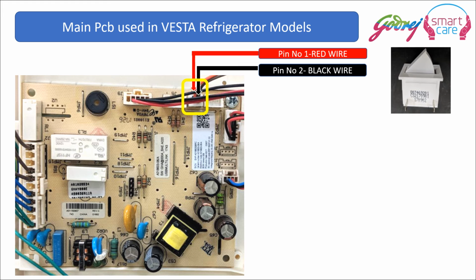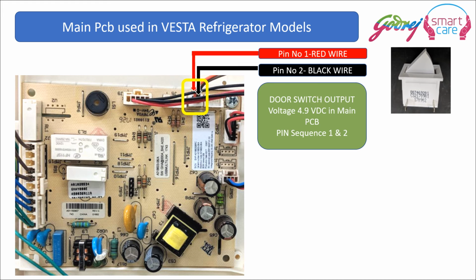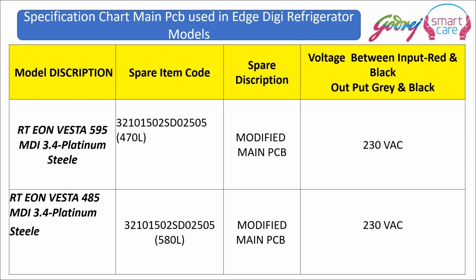Again showing it in a different way, pin number 1 and 2 in the actual PCB we are showing it. The same thing, door switch, which will show 5 volts DC. Here are the various item codes of Eon Vesta 595 MDI and Eon Vesta 485 MDI.